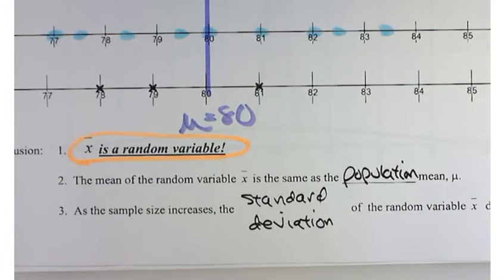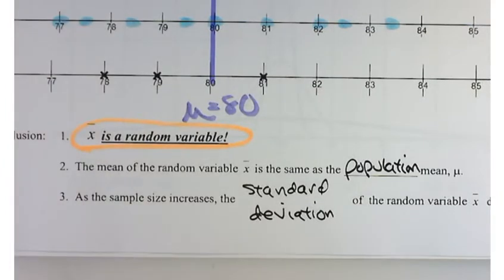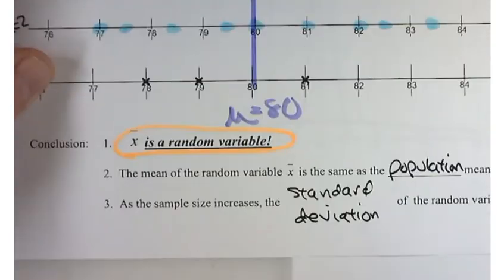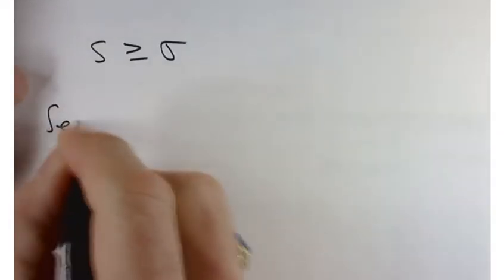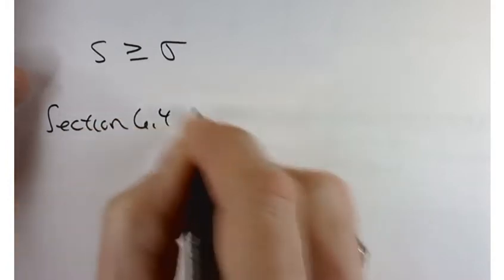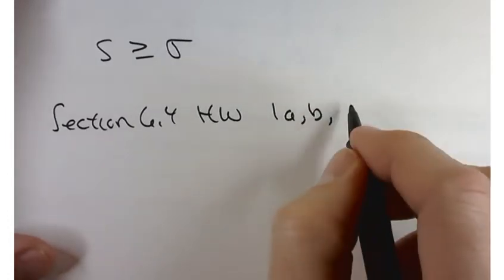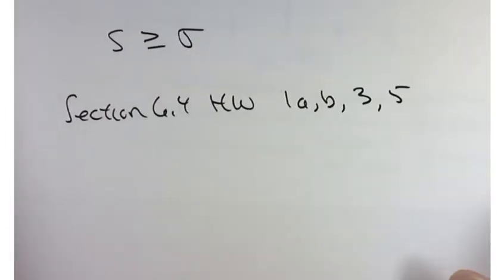Any other questions regarding Section 6.4? Let me give you a few homework problems to chew on. For homework, 1 A and B, 3 and 5. All right, I know that's a lot. I know it's the holiday weekend, but please don't get down on me too much for keeping you too busy. All right, that'll do it for Section 6.4.